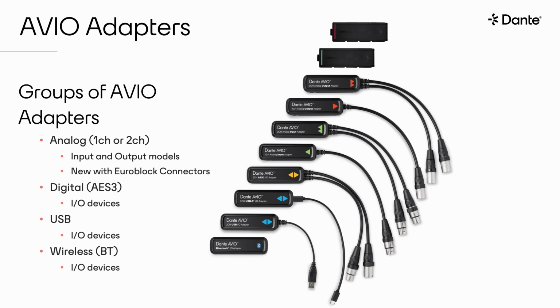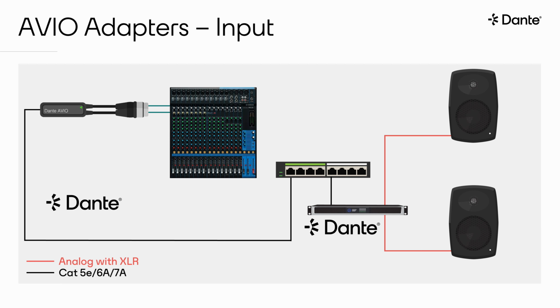AVIOs can be divided into 4 categories: analog, digital, USB, and wireless, with each group having different options. For example, using the 1 or 2 channel analog input adapter, you can take an analog signal from a mixer, wireless microphone receiver, or DSP, convert it to Dante AVIO, and send that audio to the network. In this diagram, we're taking the stereo output from an analog mixer, converting it to Dante, and sending it to loudspeaker processors, power amplifiers, and ultimately to a pair of speakers.